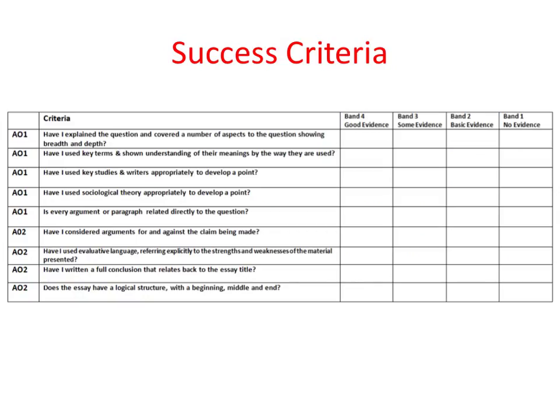Now this table is an attempt to make the mark scheme that was on the previous slide a bit clearer, a bit more student friendly. So these are the criteria that examiners will be looking for in longer sociology essay questions, and in order to get an A or a B, you need to provide good evidence of virtually all of these things.